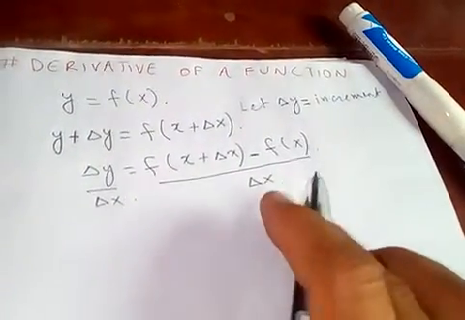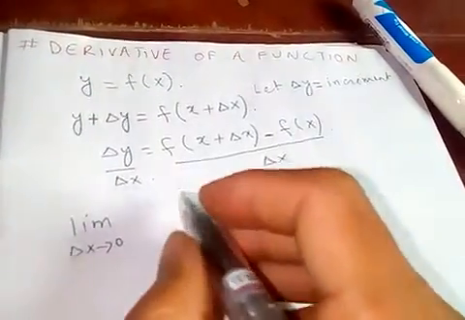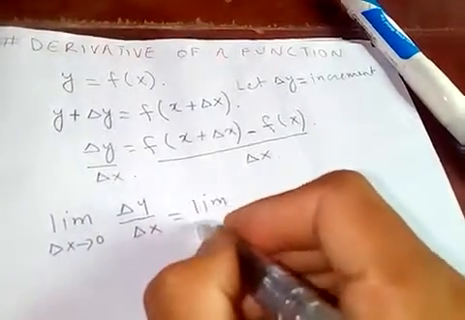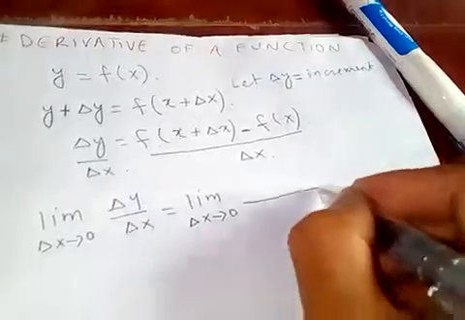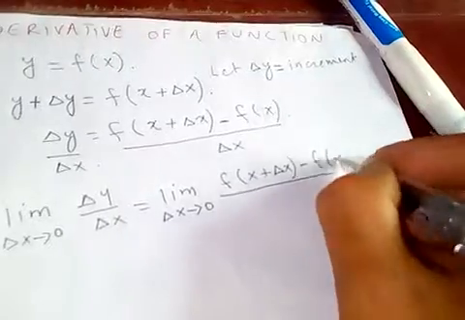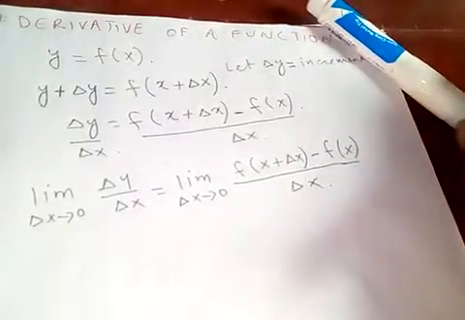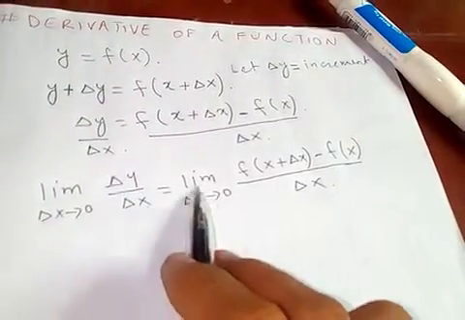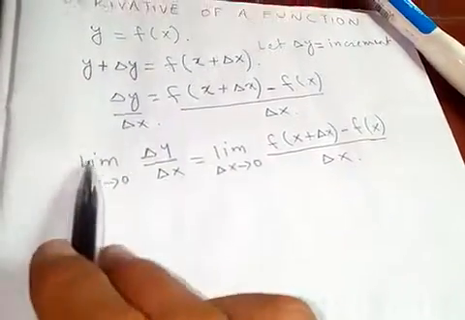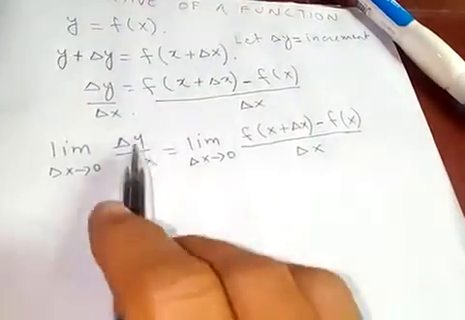Now if I take the limit where delta x tends to 0, delta y by delta x is equal to the limit as delta x tends to 0 of f of x plus delta x minus f of x over delta x. I'm going to discuss limits in my other video. Now this limit, delta x tends to 0 of delta y by delta x, is the rate of change of y with respect to x.